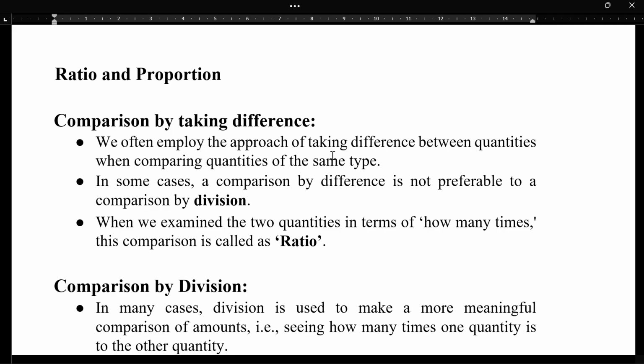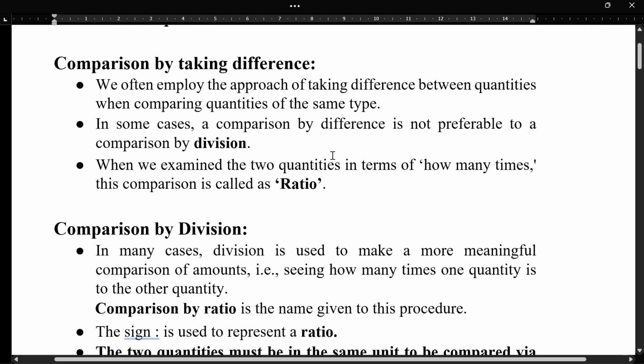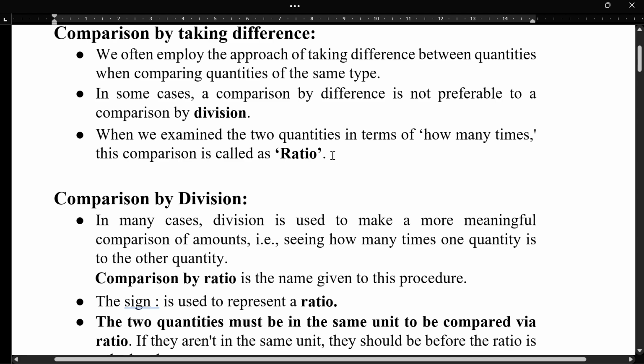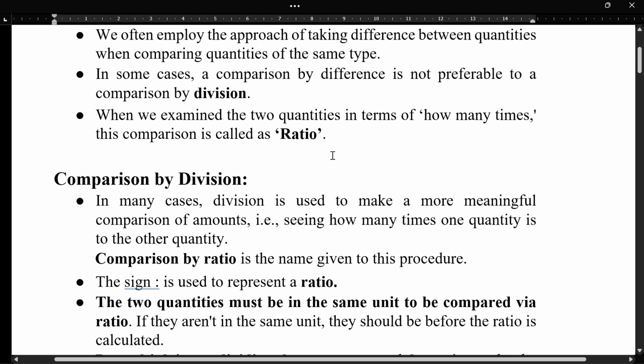When we examine two quantities in terms of how many times, this comparison is called ratio. If we compare by division, in many cases, division is used to make a more meaningful comparison of amounts. That is, seeing by how many times one quantity is to the other quantity. Comparison by ratio is the name given to this procedure.